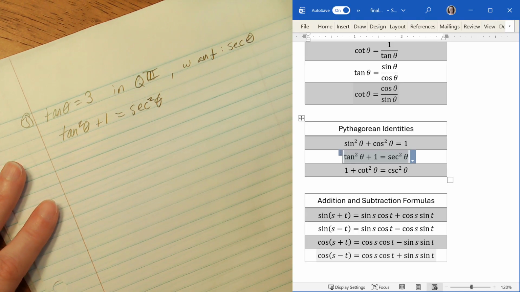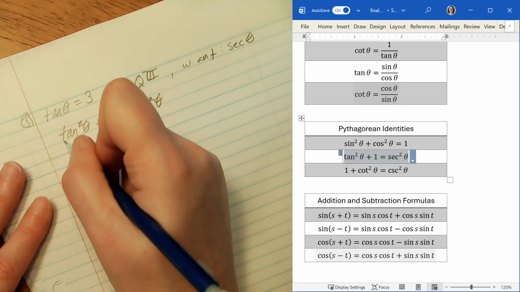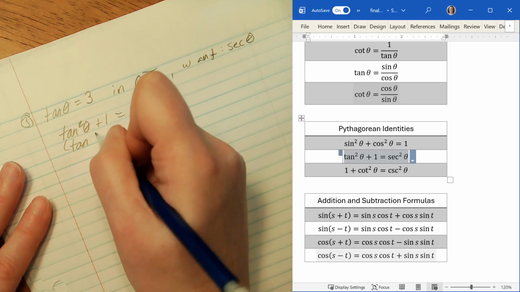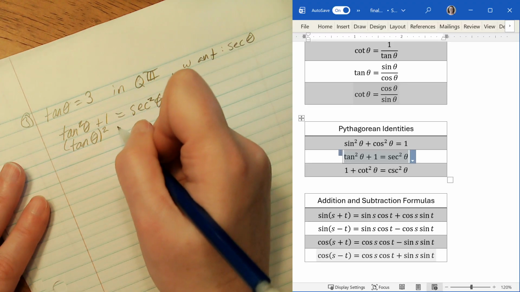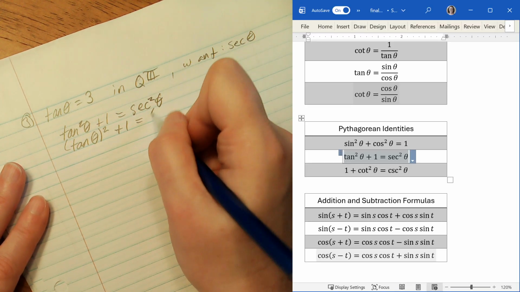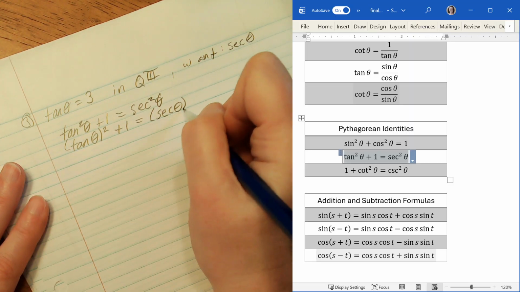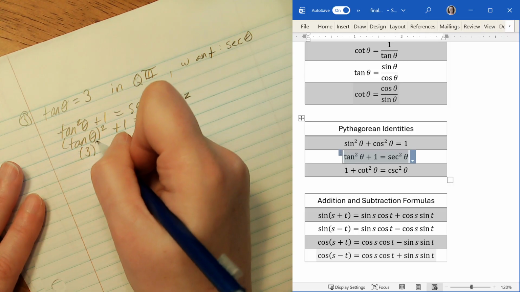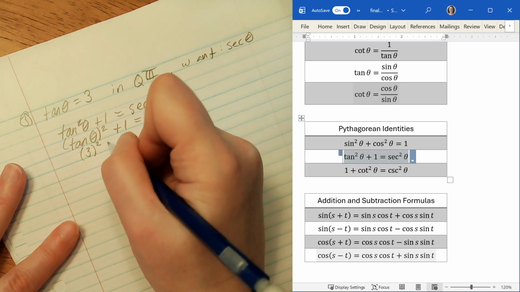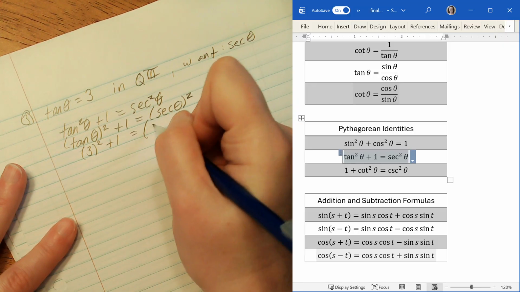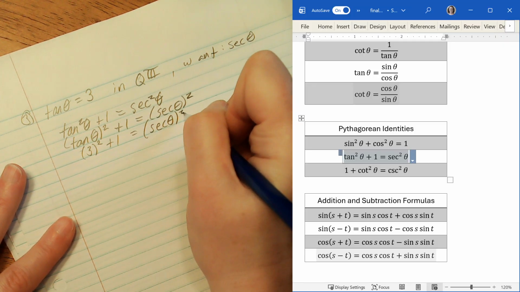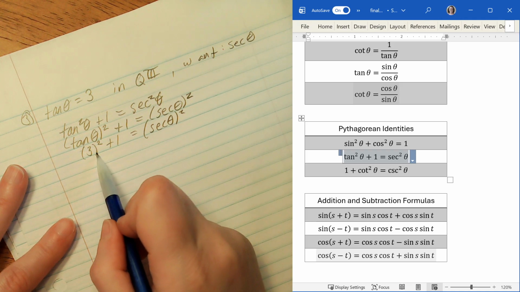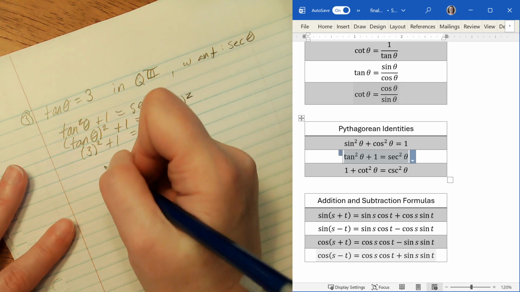Okay, so I'm just going to go ahead and plug in. Remember, this notation really means tangent theta squared, and this notation really means secant theta squared in parentheses. So I'm going to plug in 3 where tangent theta was, and then I'm just going to try to solve for secant theta. So on the left side here, 3 squared is 9, plus 1 is 10.